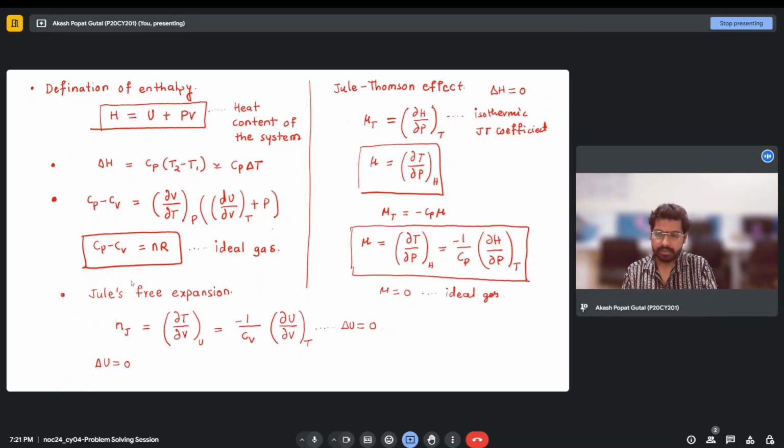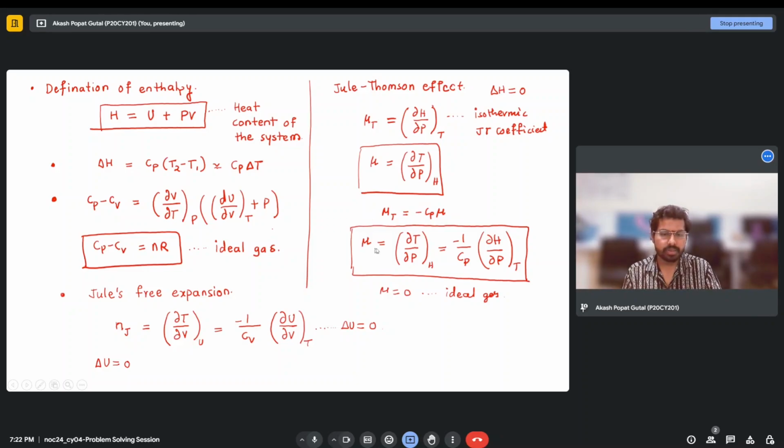And let's come to what we were discussing right now, the Joule's free expansion and the Joule-Thomson effect. We define the isothermal JT coefficient, Joule-Thomson coefficient, mu T, as del H by del P, and we also defined del T by del P at constant enthalpy, which is mu. And mu T is actually the isothermal Joule-Thomson coefficient. The relation between mu T and mu is given here. You must remember this, it's very important.